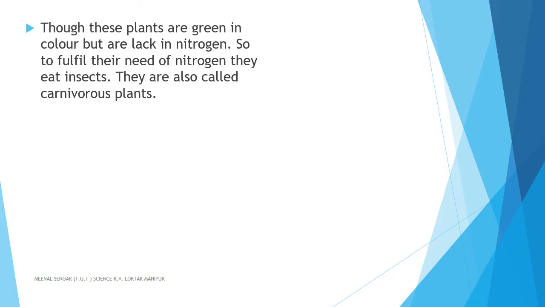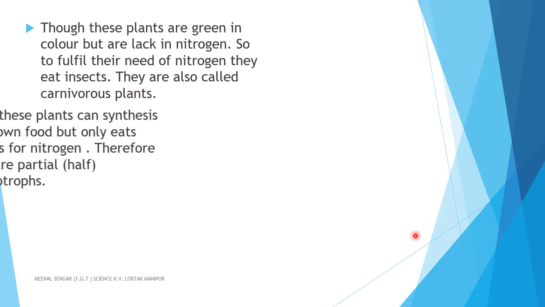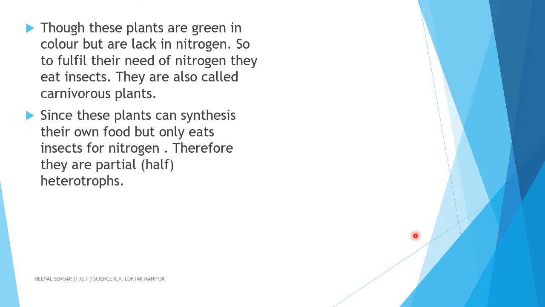Because they consume the flesh of insects, they are known as carnivorous plants. Since these plants can synthesize their own food but only eat insects to fulfill their need for nitrogen, they are partial heterotrophs. Partial means half. These are half heterotrophs, meaning they can synthesize their own food, but due to the inability to take up nitrogen from the atmosphere, they obtain nitrogen with the help of the insect's body.